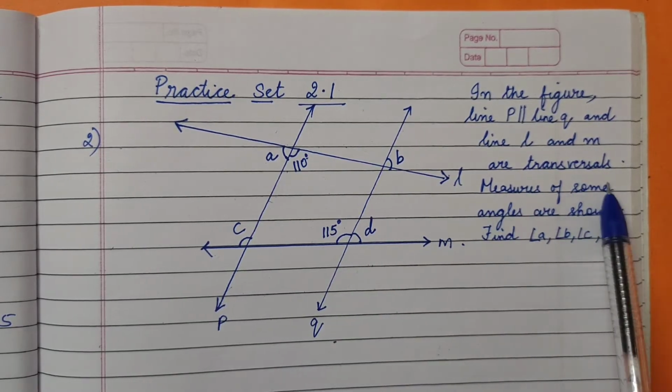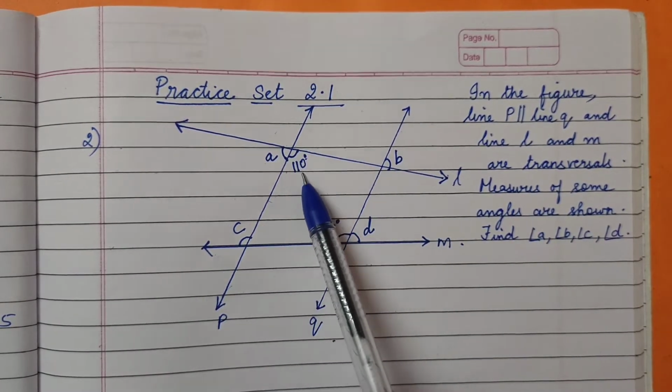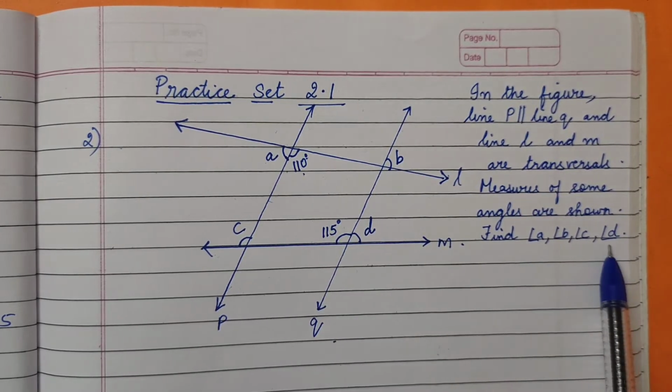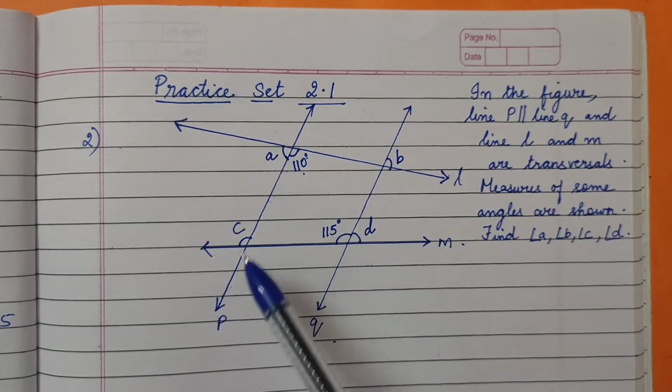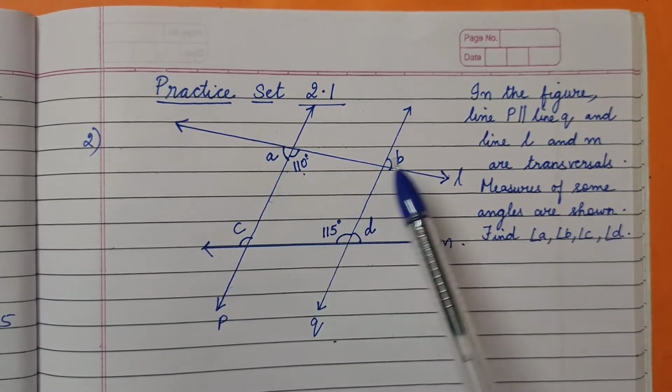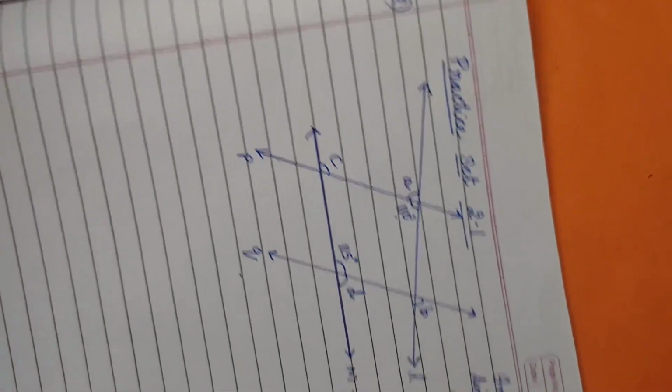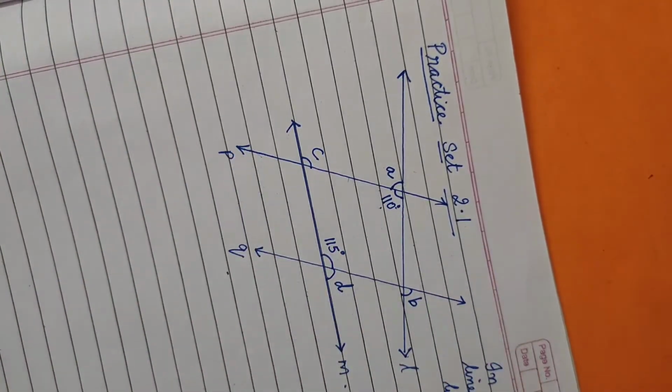Measures of some angles are shown. This angle is given 110 degrees and this is 115 degrees, and they ask us to find the measures of angles A, B, C, D. Firstly, I'll hold the book in this manner because our parallel lines are here in this form.